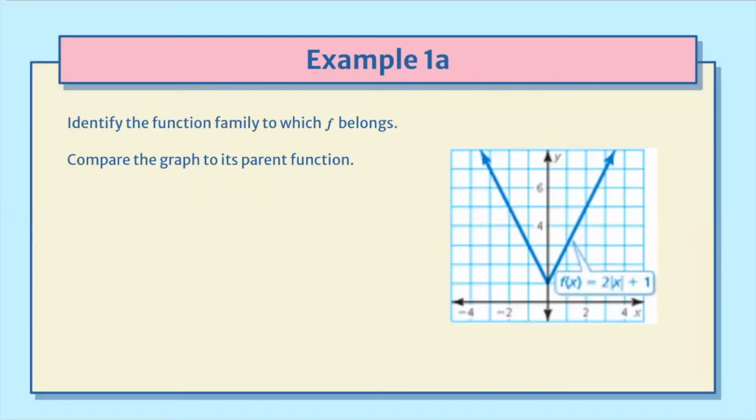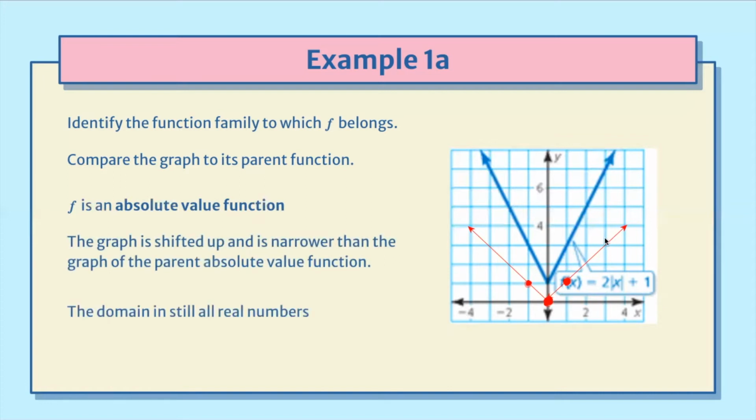So the first example we're going to start off with tells us to identify the function family to which f belongs, and then compare its graph to its parent function. So I've just quickly drawn in the graph of the absolute value parent function, because we can tell by the equation what the absolute values are and the V shape of the graph that it is an absolute value function. So to describe it, we can see that f of x is shifted up from the parent function and that it's narrower than the parent function.